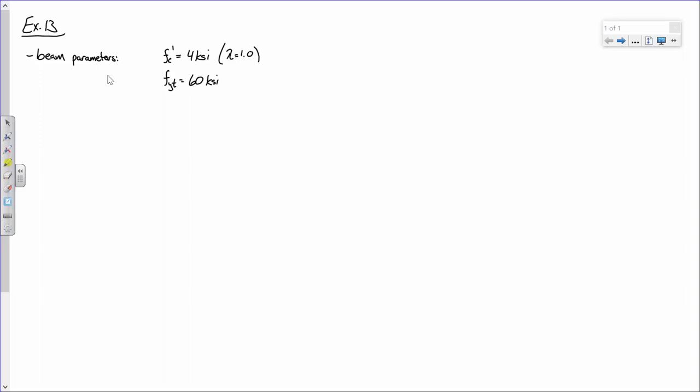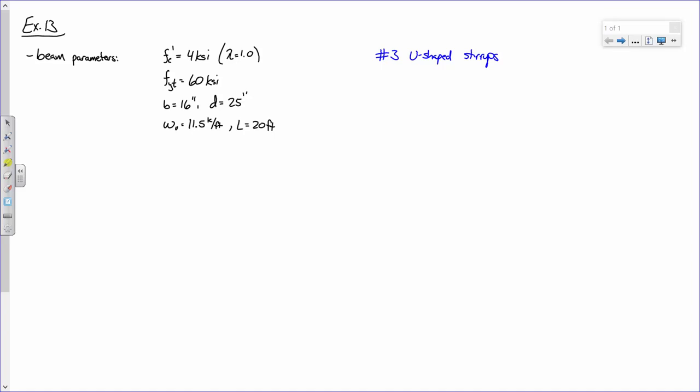We have b is 16 inches. We have d is 25 inches. And we have w sub u. Now, keep in mind, one of the things with this problem is that you were given a factored load. I could have given you a dead load and a live load and told you to factor it. I don't think that that's too terribly difficult. And this is L is 20 feet. Now, one other thing for this problem is we're going to assume number three U-shaped stirrups.